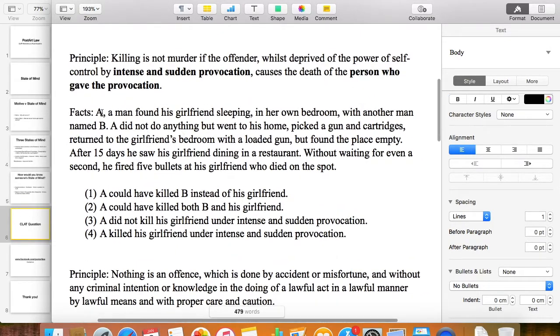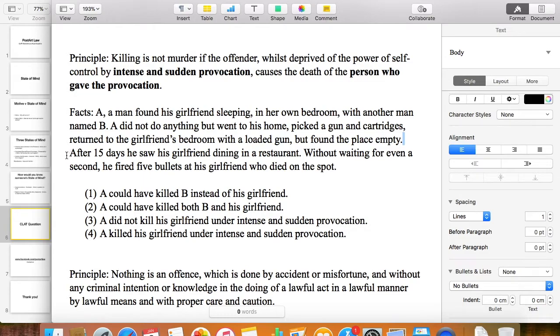So now let's look at the facts. A man found his girlfriend sleeping in her own bedroom with another man named B. So this is an adultery question. I mean, not technically adultery because adultery requires marriage, but you get the idea. It's a cheating question, not cheating as per IPC, but cheating as per relationships. Anyway, moving on. So A did not do anything but went to his house, picked a gun and cartridges, returned to his girlfriend's bedroom with a loaded gun but found the place empty.